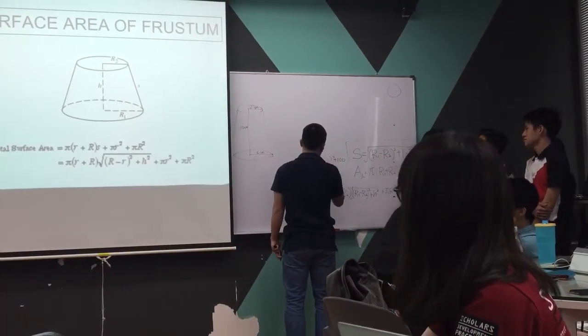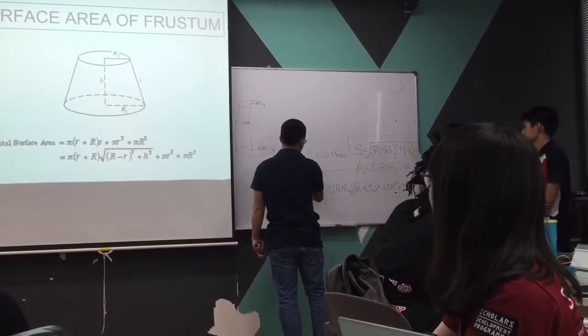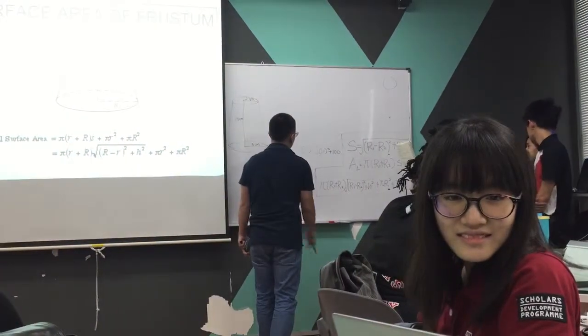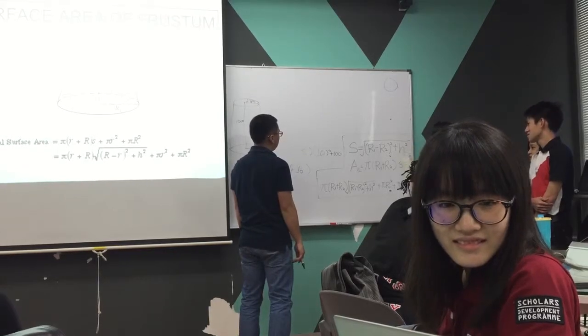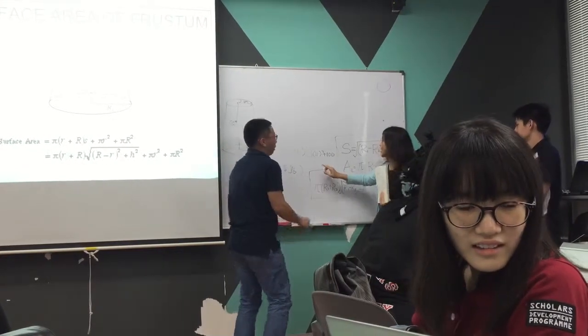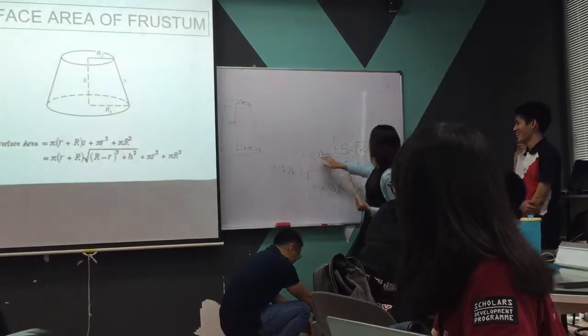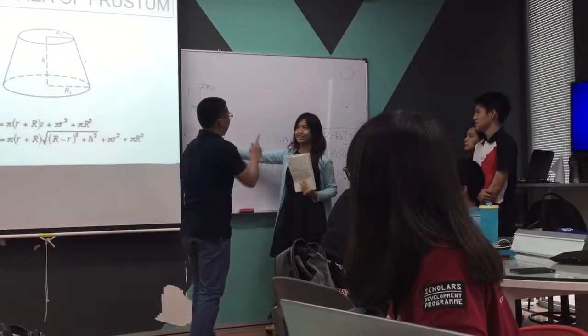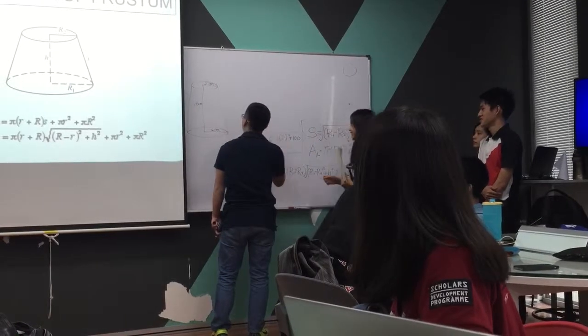It's wrong, you know why? Because actually it's R1 minus R2. R1 is this one and R2 is this one.